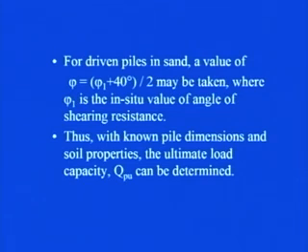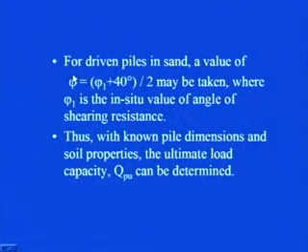Thus, with known pile dimensions and soil properties, the ultimate load capacity Qpu can be determined. In case of granular soil, small qpu is equal to sigma bar into NQ. So, you get NQ by knowing the shear strength parameter of the soil. You know sigma bar, that is the effective stress at the pile tip, and then if you simply multiply that by the area of the base of the pile tip, you will get this Qpu, which is the ultimate load capacity in point bearing.